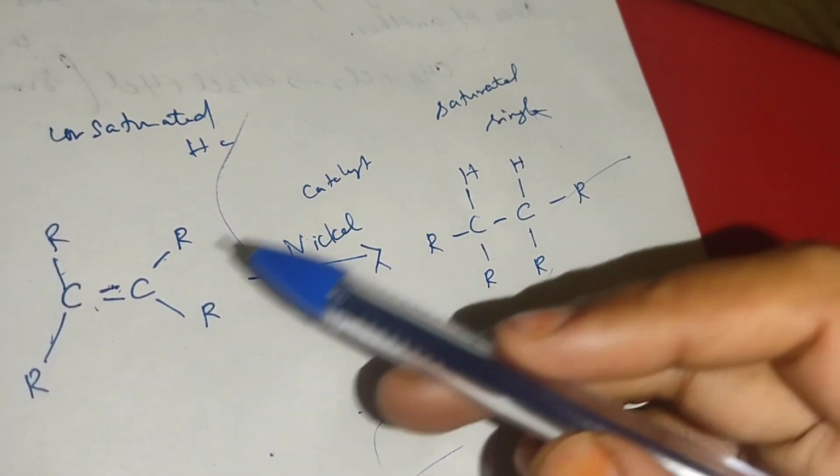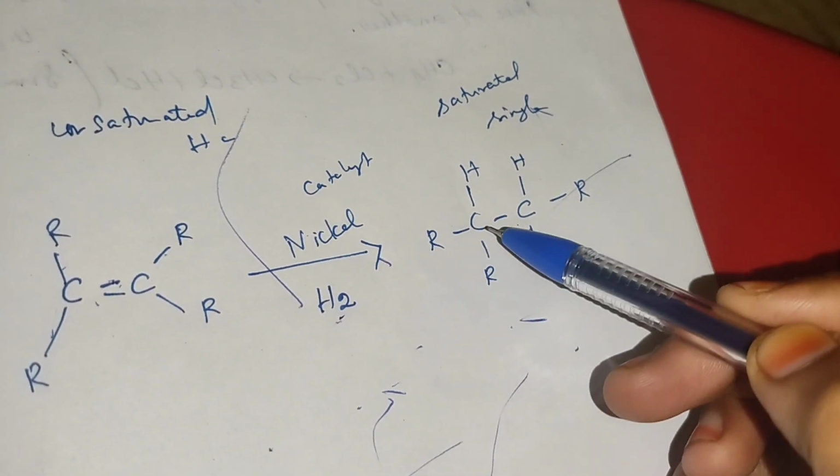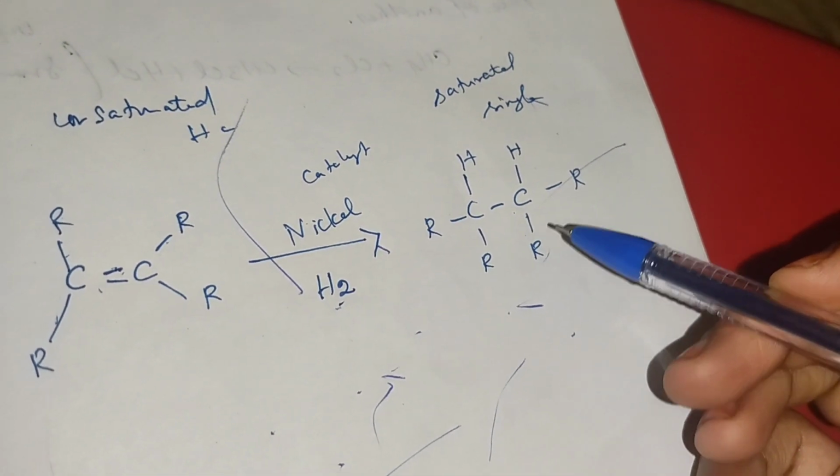Now see here, this double bond is converted into a single bond. I am adding these 2 hydrogens here, and this double bond is changed into a single bond, and also I am completing the valency of this carbon.